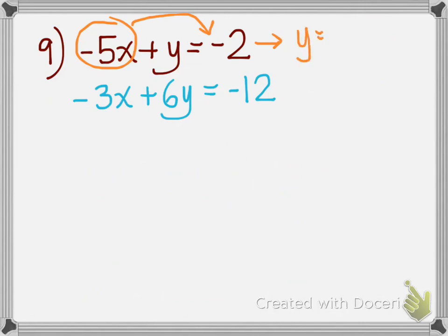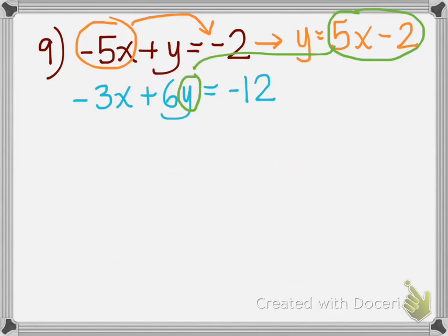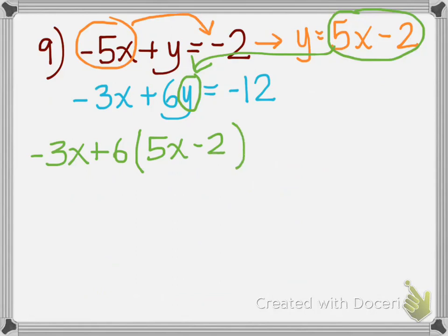When I do that, I get a positive 5x. The negative 2 didn't move, so it remains negative 2. Now that the y is by itself, I'm ready to substitute it. Wherever I see a y in the other equation, I'm going to substitute it with a 5x minus 2. So let's rewrite it. Now it becomes, when they get married, negative 3x plus 6 times, no longer y, but (5x minus 2) equals negative 12.